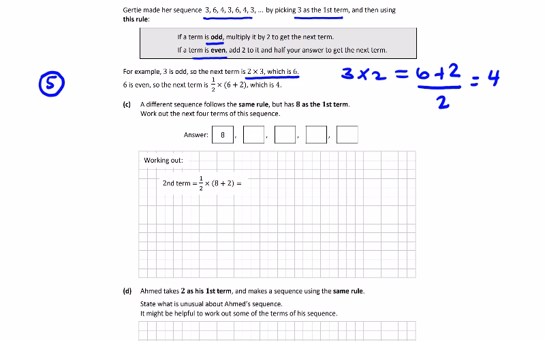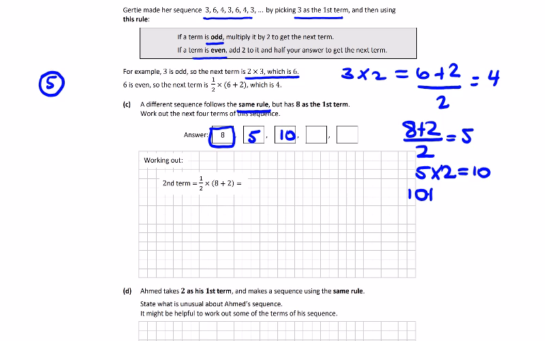And now we're told we have a new sequence with 8 as the first number and apply the same rule to this sequence. So if the term is even, we add 2, so 8 plus 2, and then we halve it. 8 plus 2 is 10, divided by 2 is 5. 5 is the next number. If the term is odd, we multiply it by 2 to get the next term. 5 is odd, 5 times 2 is 10. 10 will be the next one, which is even.